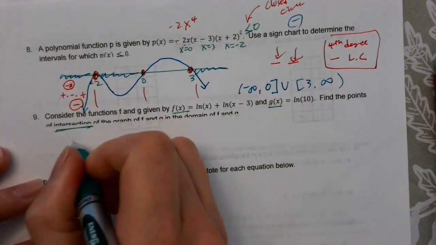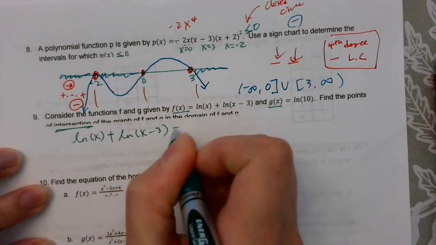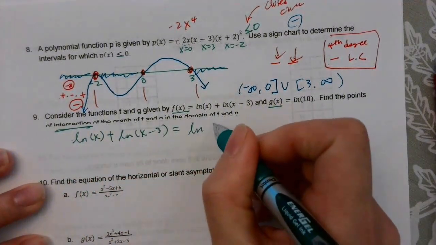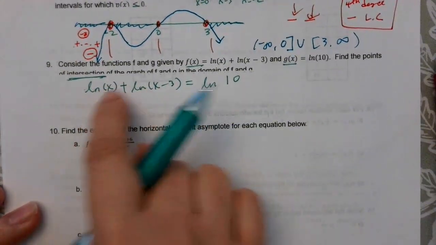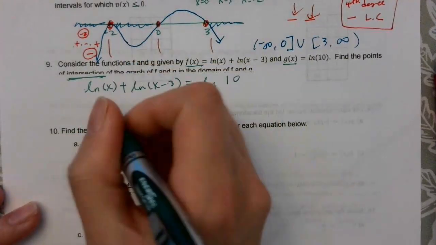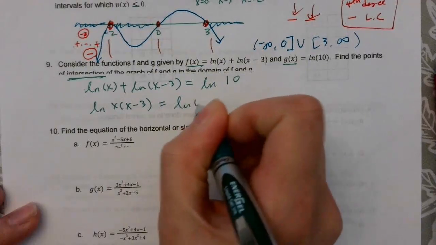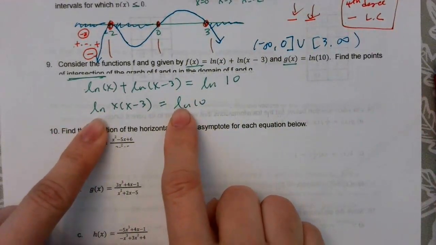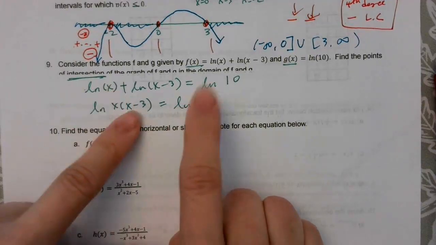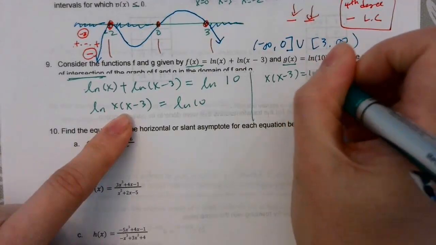So I'm going to set f of x equal to g of x. Let's combine these two together. Natural log positive, that means you can multiply your arguments together. Both of them have a natural log, there's nothing in the front, so it's the same thing. I'm only going to take my argument and set it equal to each other. So x times x minus 3 is equal to 10.